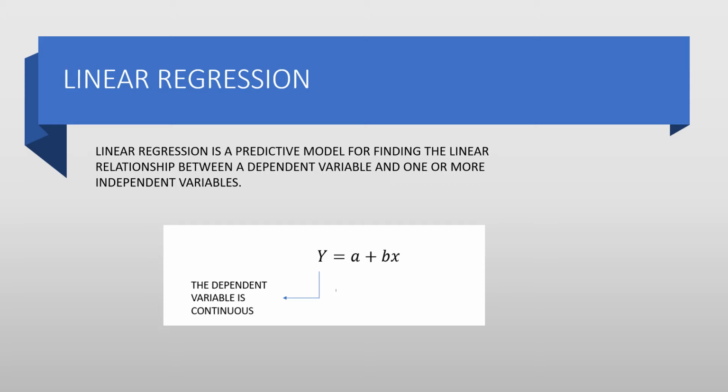So moving forward with the definition of linear regression again. Linear regression is a predictive model for finding the linear relationship between a dependent variable and one or more independent variables. This equation I have already discussed in the previous video, that y is a dependent variable on x, and y is equal to a plus bx is one of the linear equations that we usually study from our childhood. So this basic equation is the backbone of linear regression as well.